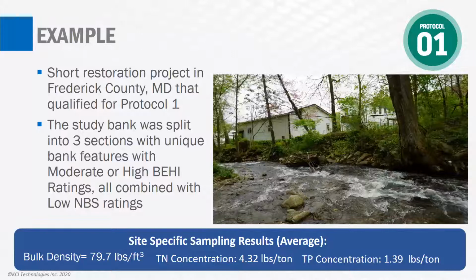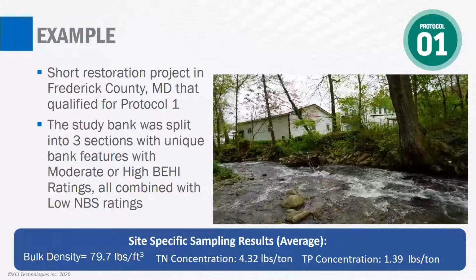So now I'm going to transition to an example of Protocol 1. This is a short restoration project in Frederick County, about 200 linear feet. It qualified for Protocol 1. Focused primarily on the right bank because the left bank was a depositional feature and you don't complete bank assessments on depositional features.